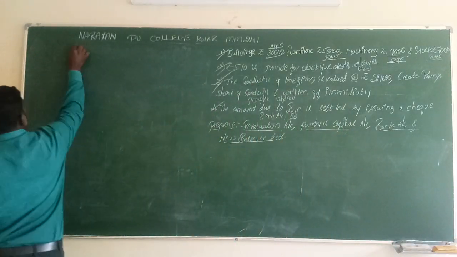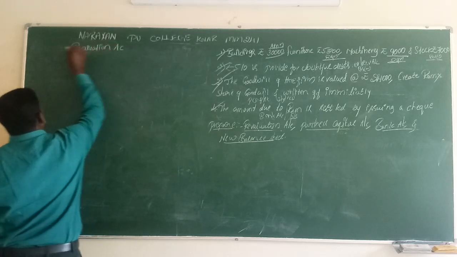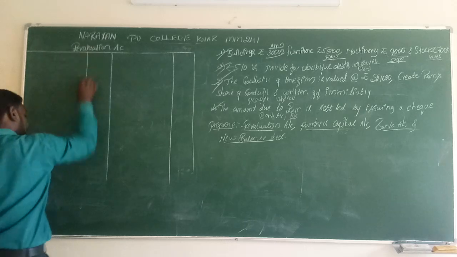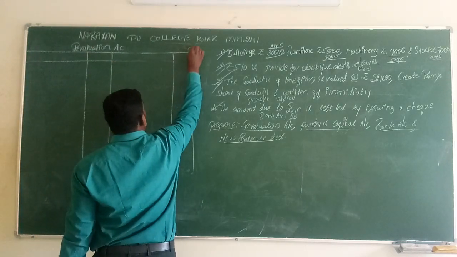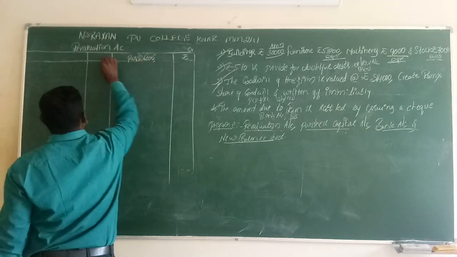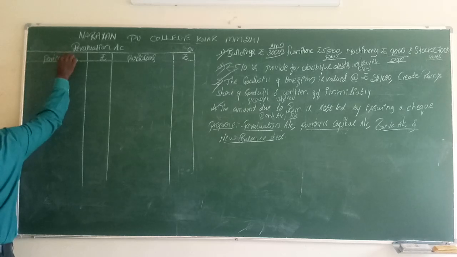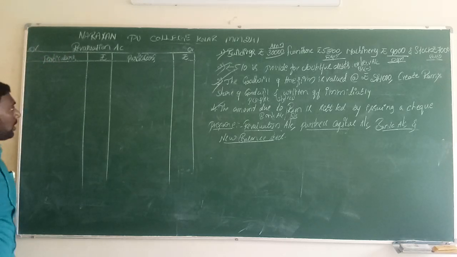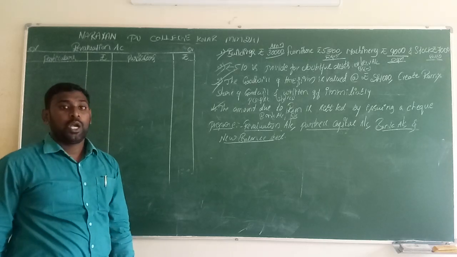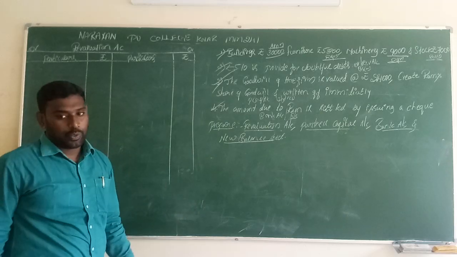Revaluation account. Draw the accounts for revaluation. These are the columns for the revaluation account. The total revaluation amount depends upon the adjustments. Out of four adjustments, two adjustments will come to the revaluation account, one adjustment will come to the partners capital account, and the remaining one adjustment will come to the bank account only.